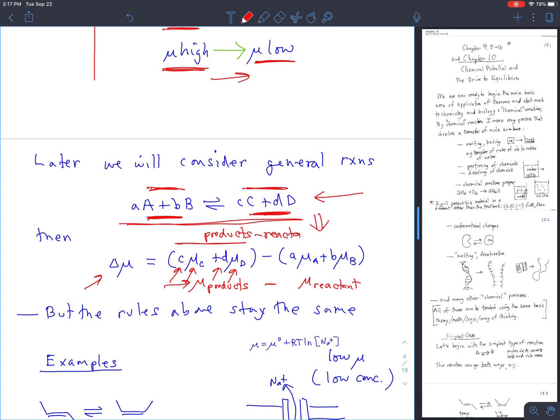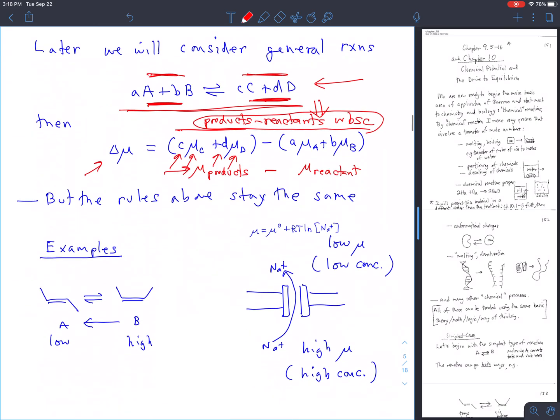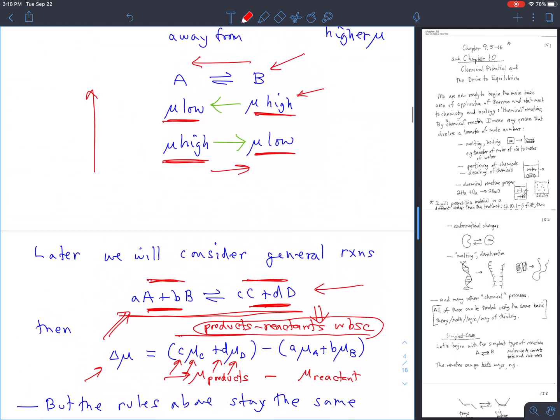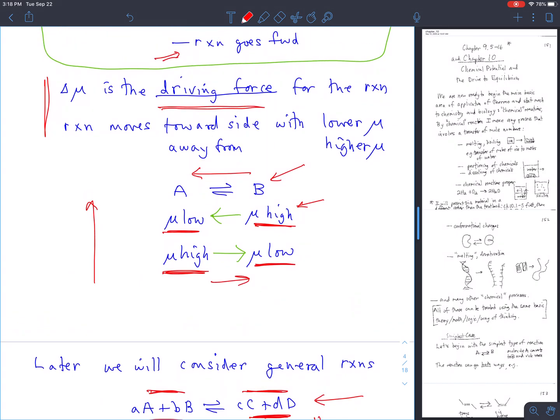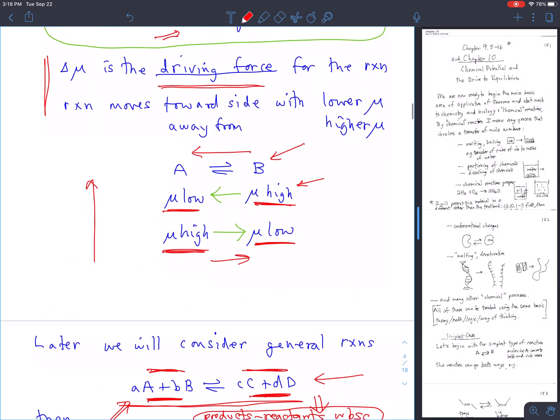weighted by stoichiometric coefficients, as we've seen in a whole bunch of other cases like this. This sort of rule, products minus reactants weighted by stoichiometric coefficients, applies all over the place. In many situations it applies here. All right. So even when we go to the more complicated case, most of what I'm saying right now, basically all of what I'm saying right now, is still going to apply.